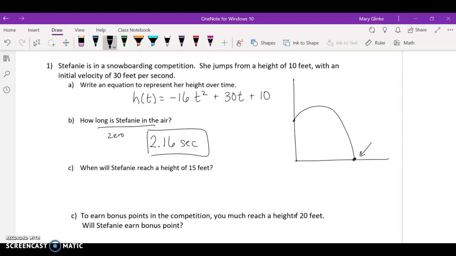Part C, when will Stephanie reach a height of 15 feet? So looking at this graph, if she started off at 10 feet, 15 feet would be here. So she's going to reach it once on the way up and then once on the way down from her maximum height. So what we can do is we can say our initial equation was negative 16t squared plus 30t plus 10. Our second equation here is going to be when her height is 15. And what we're really looking for is the intersection of the two.